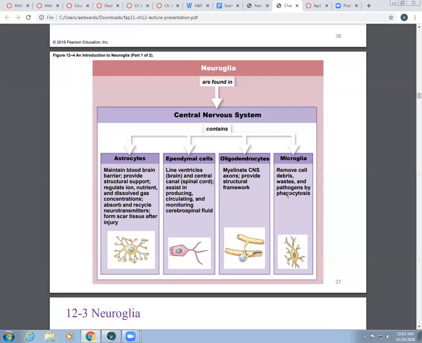Your microglia basically get rid of all your cellular waste or debris, and also pathogens, and they work through phagocytosis. Okay, that's it. So you can see the microglia. And so the astrocytes have like these little knobs on them, whereas the microglia are like pointy on the ends. Okay, so make sure you can see the difference.